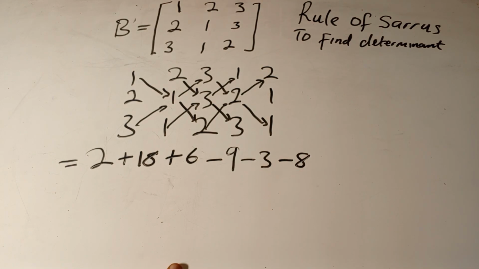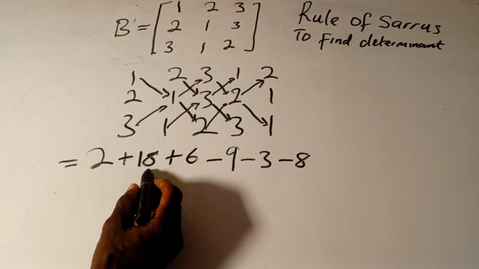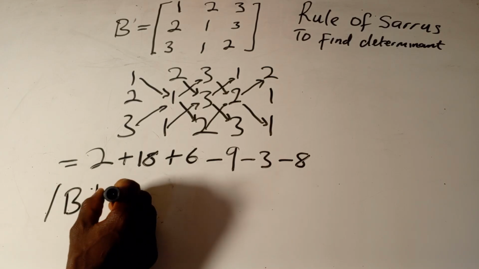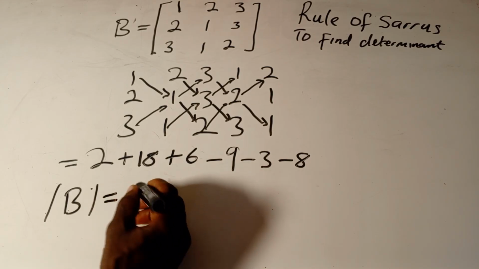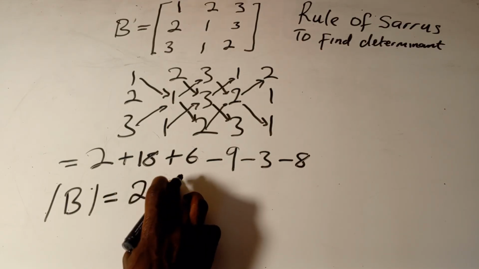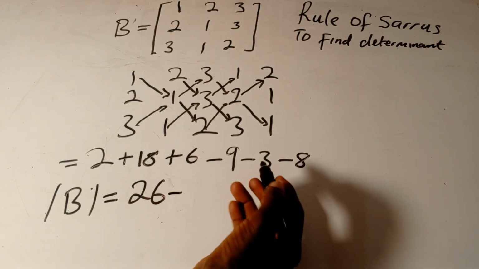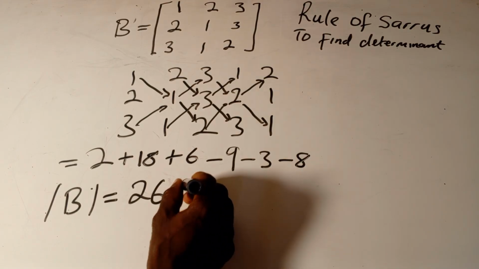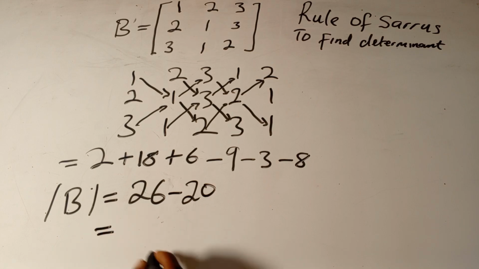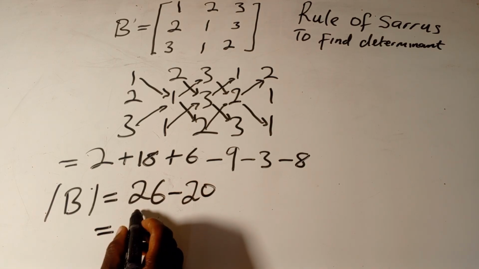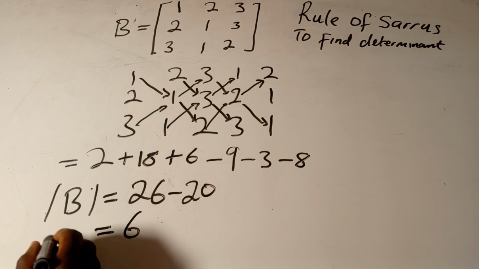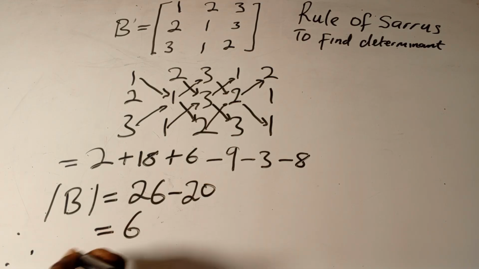Then the next step, we add 2 plus 18 plus 6. This is equal to 26. So the determinant of B is equal to 26, then minus 9 minus 3 minus 8. We have minus 20. Then lastly, you add 26 minus 20. The answer is 6. Therefore, the determinant of matrix B is equal to 6.